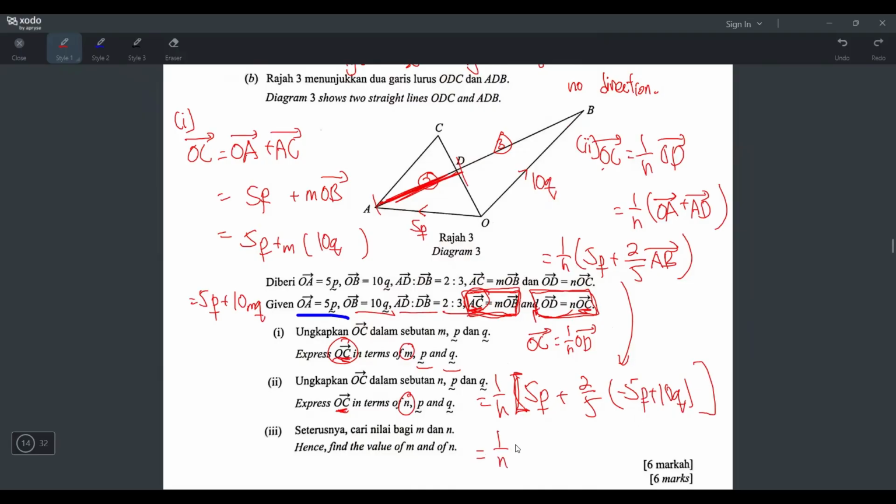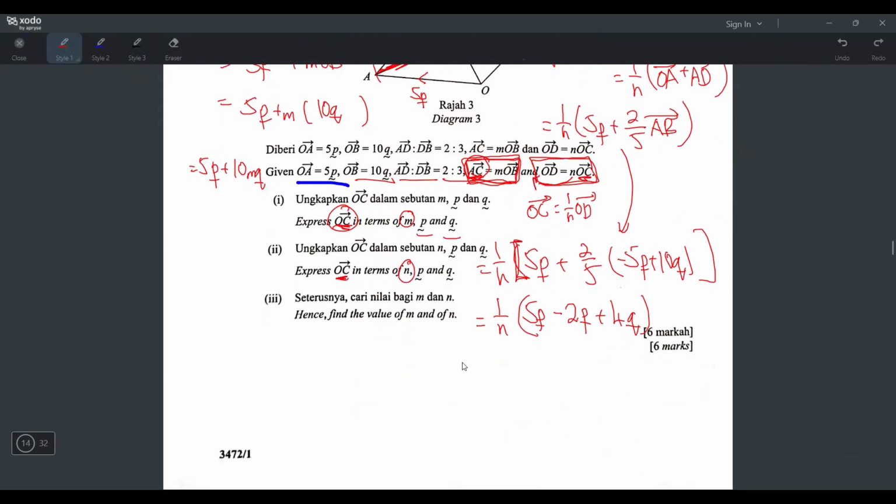Okay, now we continue here. 1 over N, and then the 2 over 5 can times inside. So 5P, positive times negative is negative, 2 over 5 times 5 is 2. And then P right beside, plus 10 times 2 over 5. 10 times 2, 20 divided by 5 is 4Q. And then bracket. Okay, 5P minus 2P can do, get 3P. So 1 over N and then 3P plus 4Q. And please don't leave your answer like that. Always expand it. So 3 over N P plus 4 over N Q. Yeah, because you take 3 times 1 over N, 4 times 1 over N. So you get this.